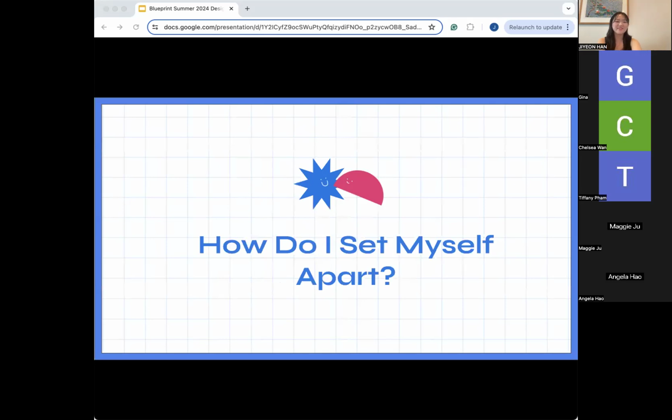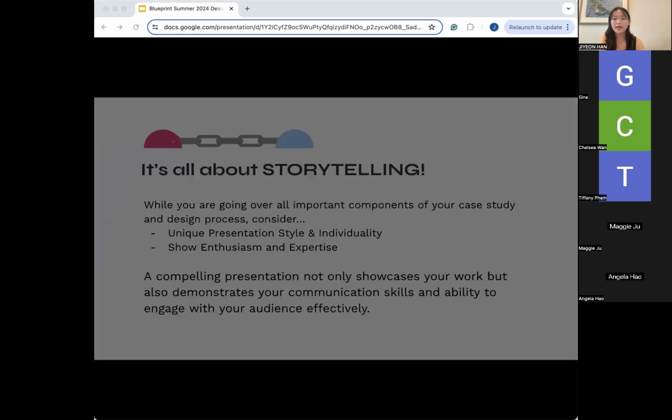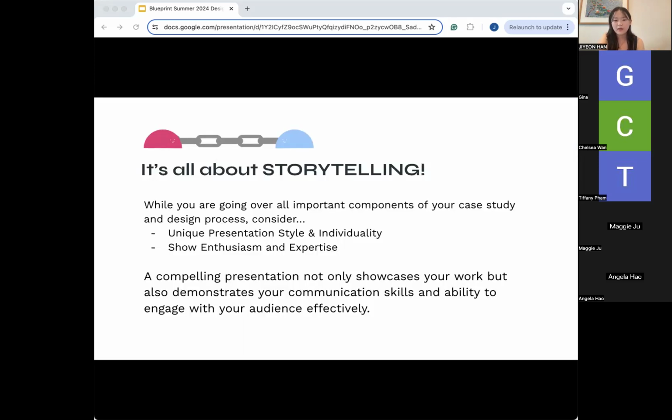And yeah, so how do I set myself apart? This is always one of the biggest struggles as a designer. How do I set myself apart when we have similar projects, similar problem statements? I think it's all about storytelling. Setting yourself apart in a case study presentation is all about the storytelling and how you convey your work.